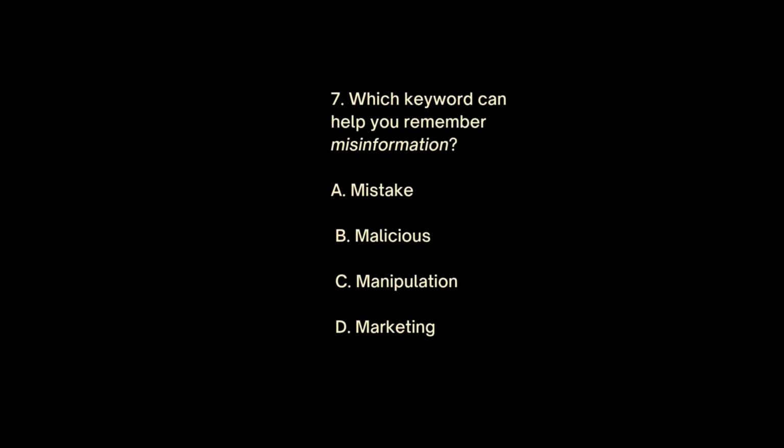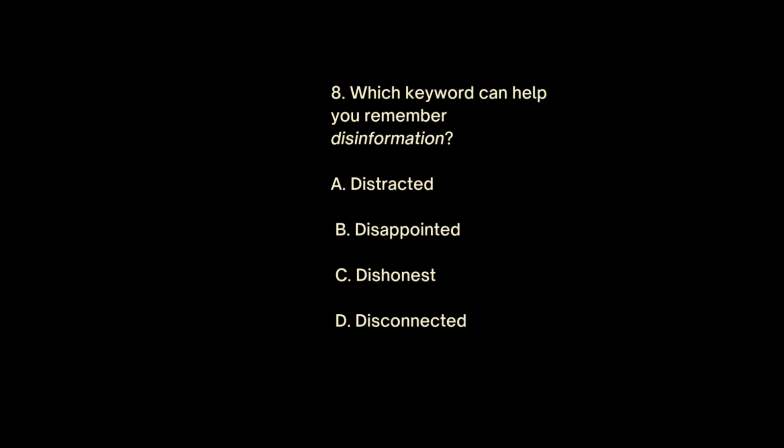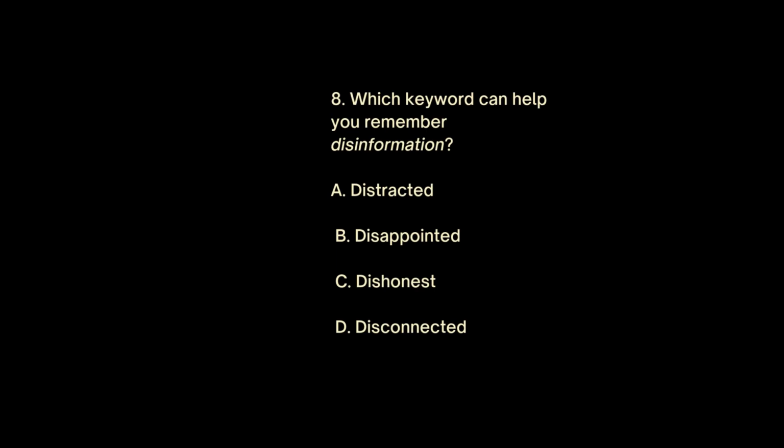7. Which keyword can help you remember misinformation? A. Mistake. B. Malicious. C. Manipulation. D. Marketing. The answer is A. Mistake. 8. Which keyword can help you remember disinformation? A. Distracted. B. Disappointed. C. Dishonest. D. Disconnected. The answer is C. Dishonest.